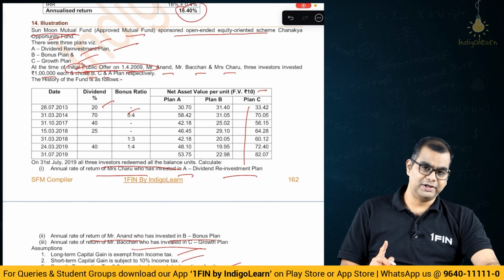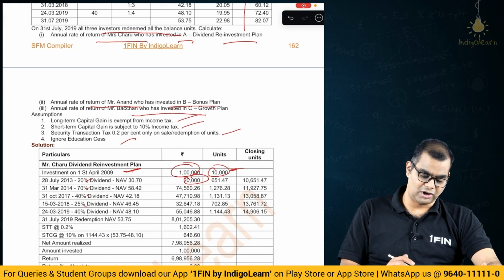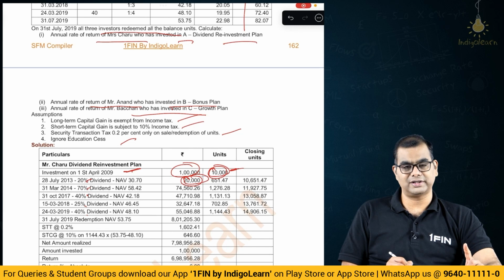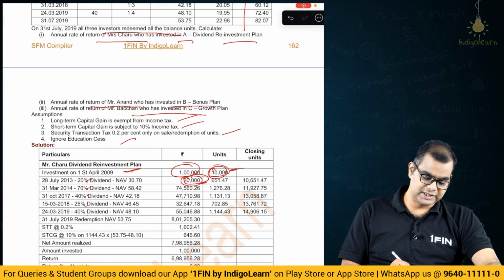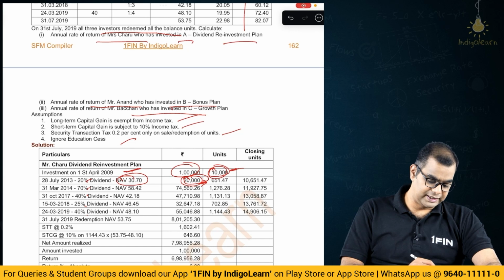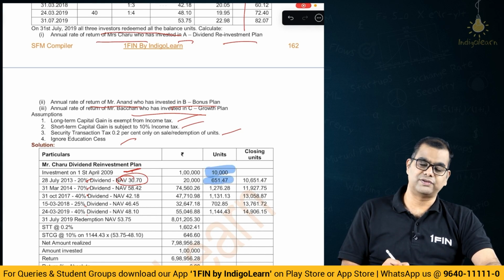At the IPO time, or initial fund offering, whatever they call it, initially you invested at 10 rupees. So, on 10 rupees, you get how much dividend? 20%, which is 2 rupees. But how many units have you invested? You invested 1 lakh at a NAV of 10 rupees, so 10,000 units. 10,000 into 2 rupees is 20,000. This 20,000 is reinvested at an NAV of 30.7. You divide 20,000 by 30.7 and get 651 units. So, your closing unit count is 10,000 plus 651, which is 10,651.